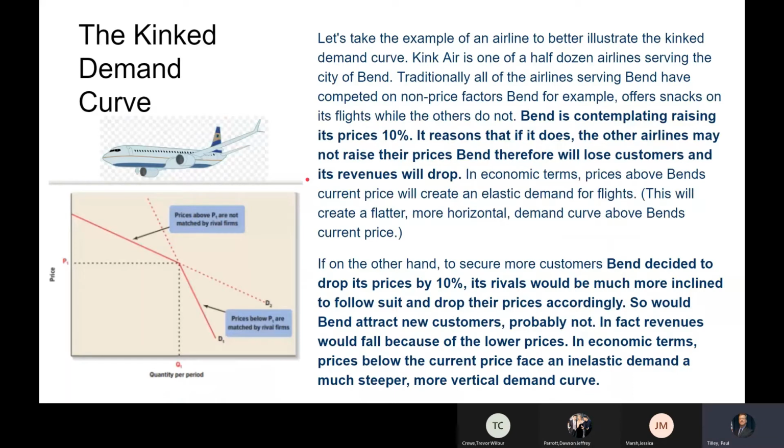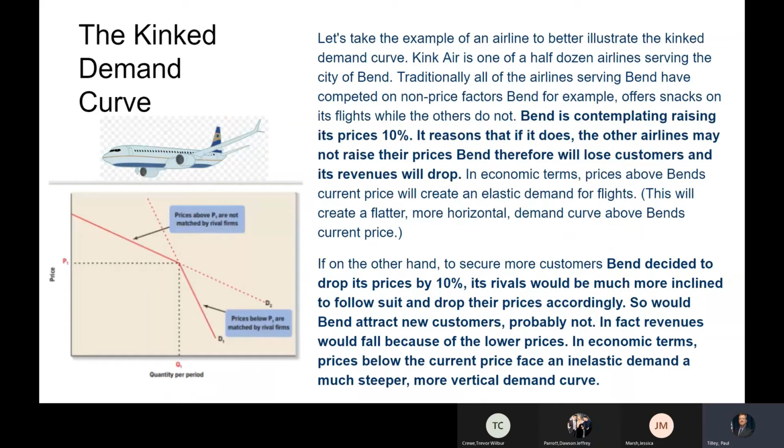And we could think about an example of that with Kink Air. We'll take a look at that. Let's take an example of an airline. Kink Air is one of a half dozen airlines serving the city of Bend. Traditionally, all the airlines serving Bend have competed on non-price factors. Kink Air, for example, offers snacks on their flights, while others may not. Kink Air is contemplating raising its price 10%. It reasons that if it does this, the other airlines may not raise prices. Kink Air, therefore, will lose customers and its revenues will drop. So we can't put our prices up because they'll go to the competitors and revenues will drop. In economic terms, prices above Kink Air's current price are said to face elastic demand for its flights.